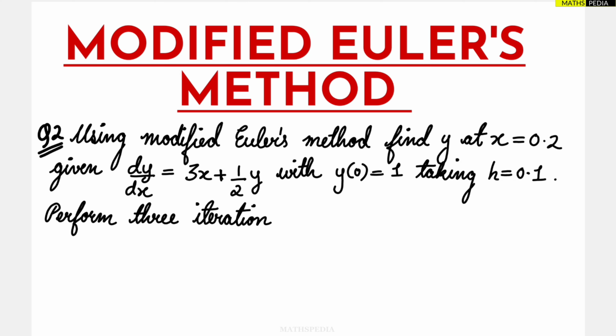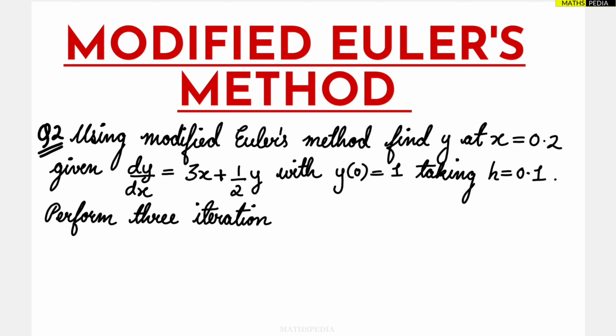If they don't mention it, then we have to look for a steady value. That means if we compare the values of the previous iteration and the present iteration, and we are getting approximately the same value, then we can stop the iteration. Maybe in the third iteration or fourth iteration you will be getting the same value. Here they have directly mentioned 3 iterations.